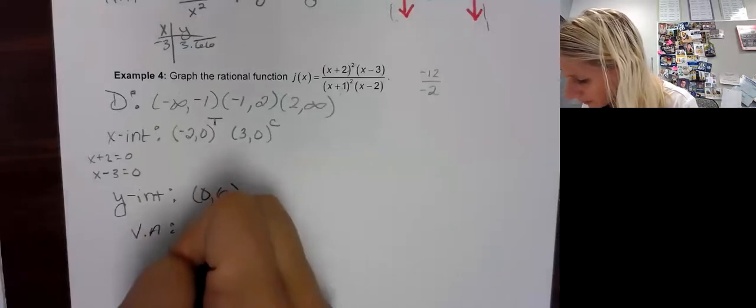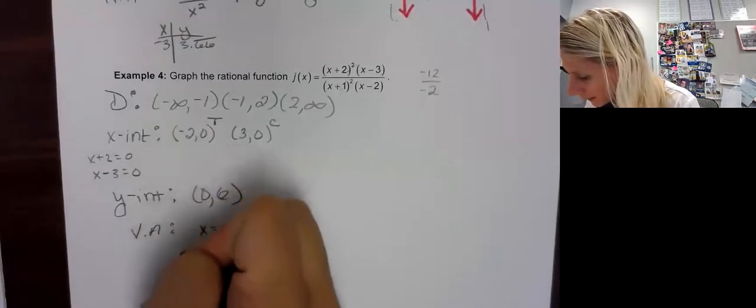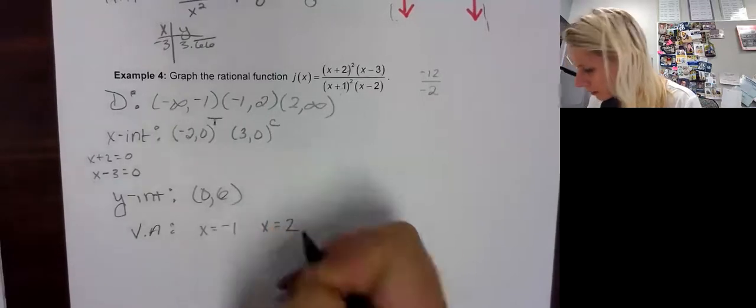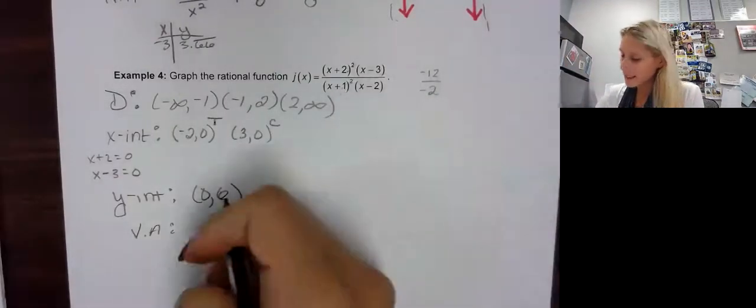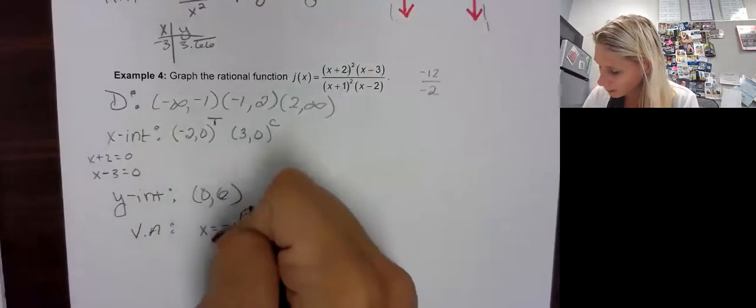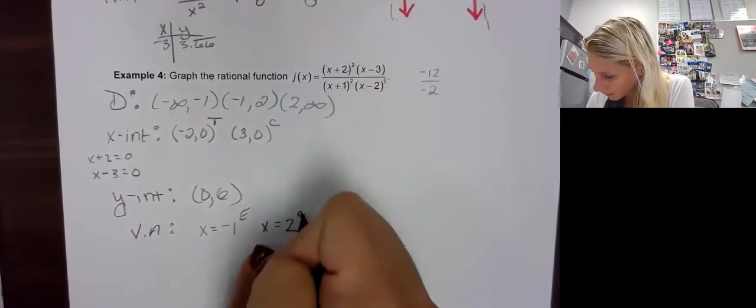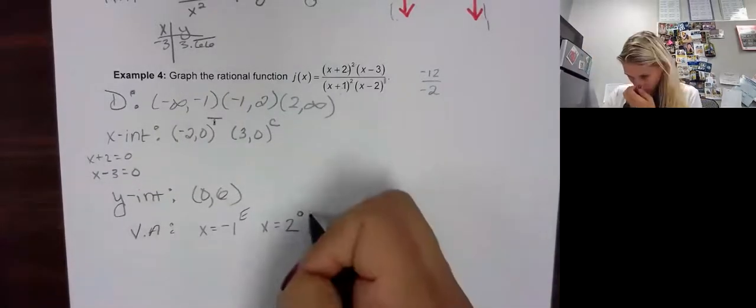Then we have vertical asymptotes, right? Look at our denominator. That's x equals -1 and x equals 2. At -1, it's an even because the exponent is 2. And at 2, the exponent is 1, so it's an odd. Okay.